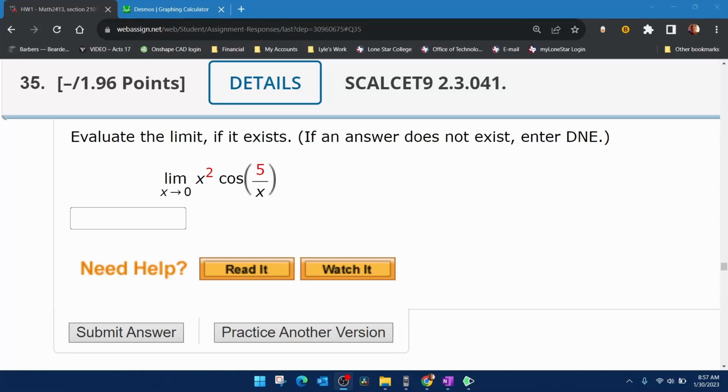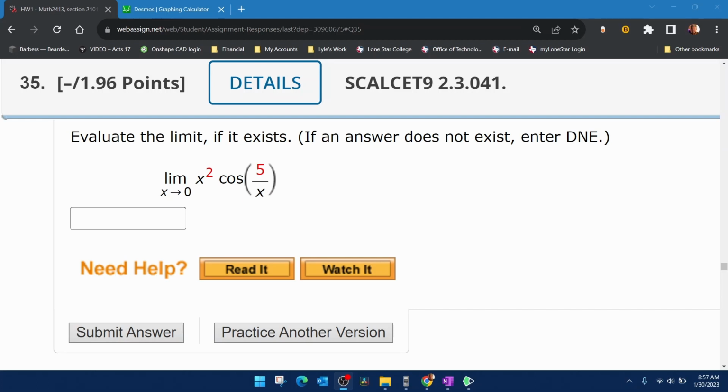Question 35 from our Calculus 1 homework number 1. In WebAssign, they want us to evaluate the limit if it exists. And if it doesn't exist, we're going to enter DNE. We have the limit as x approaches 0 of x squared times cosine of 5 over x.